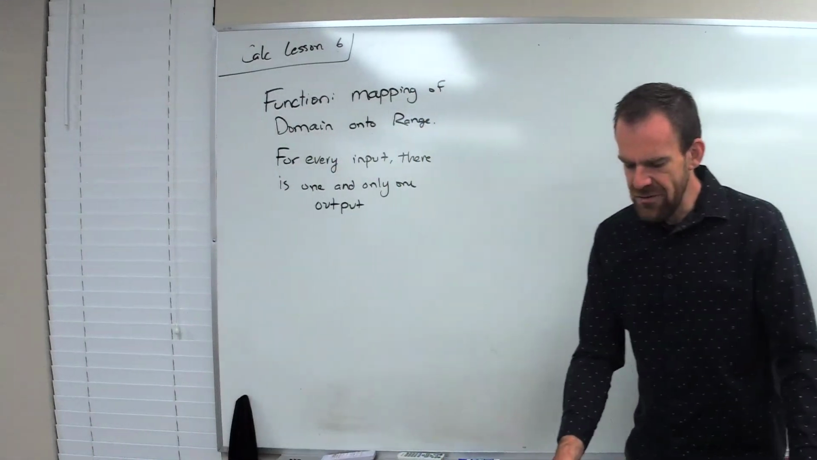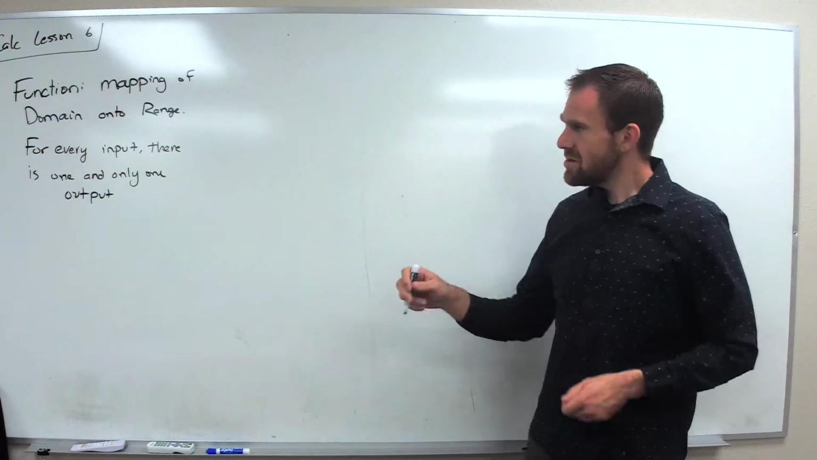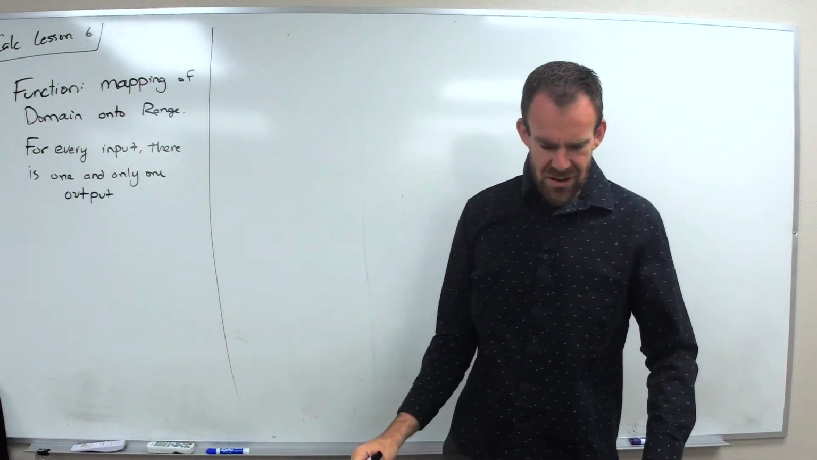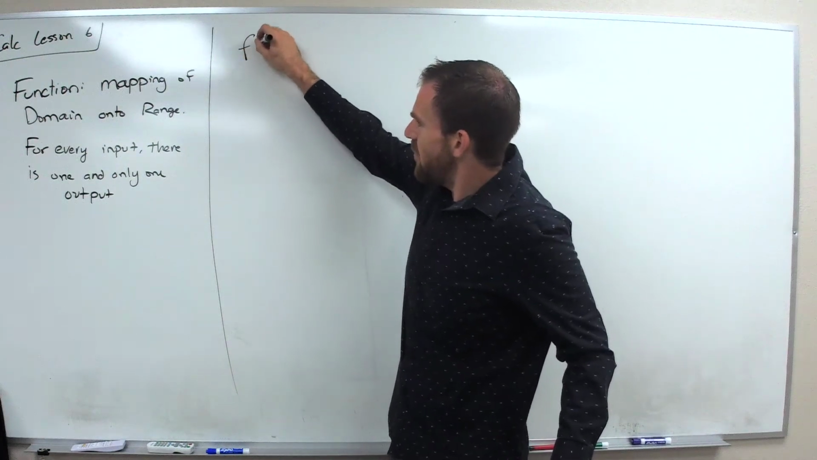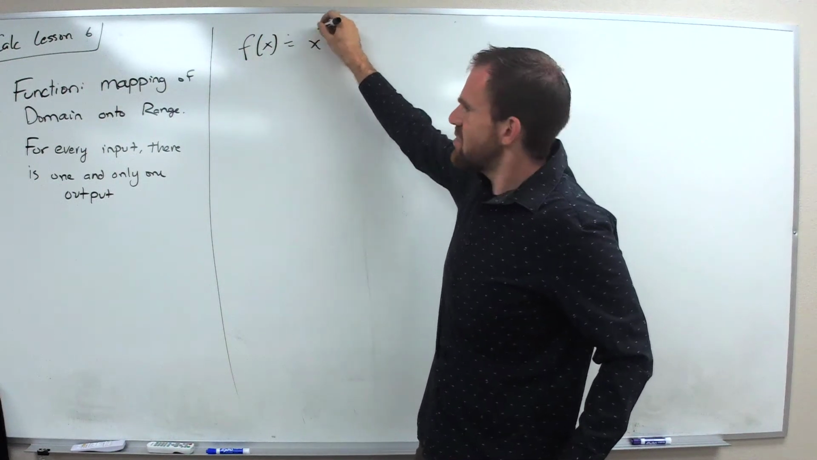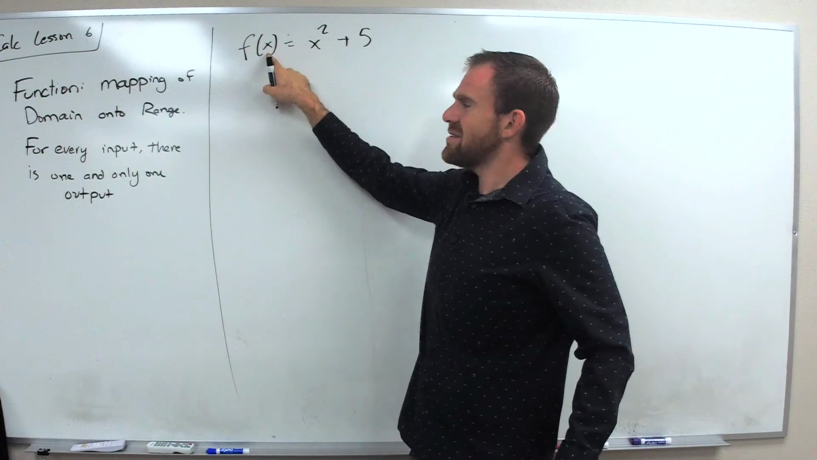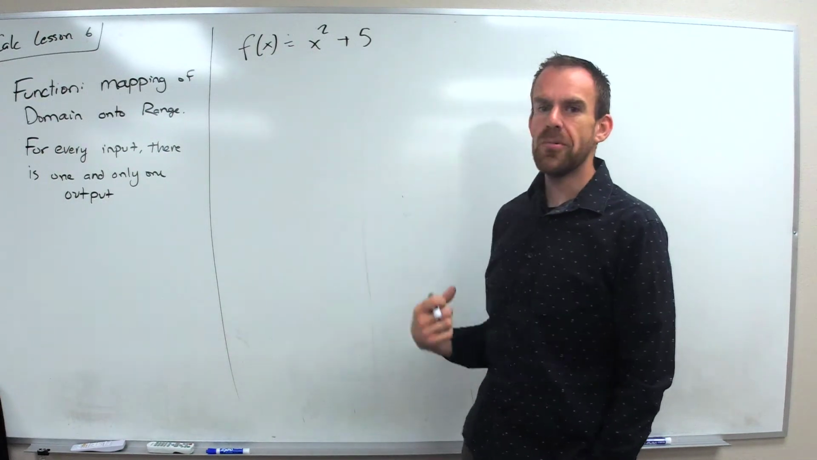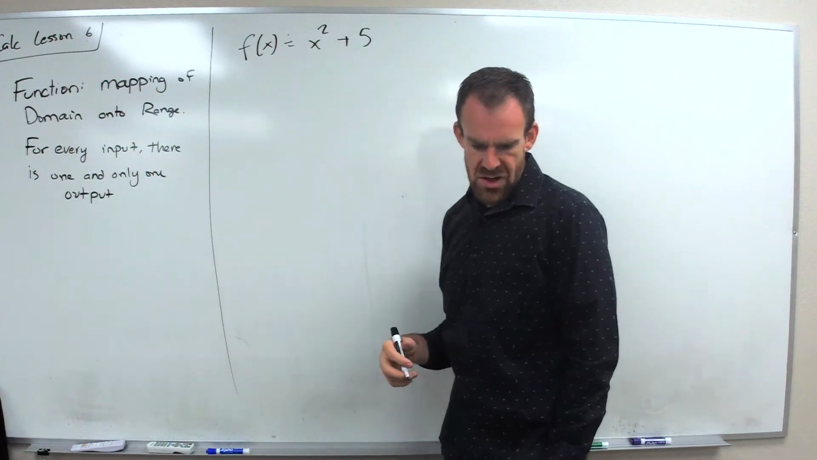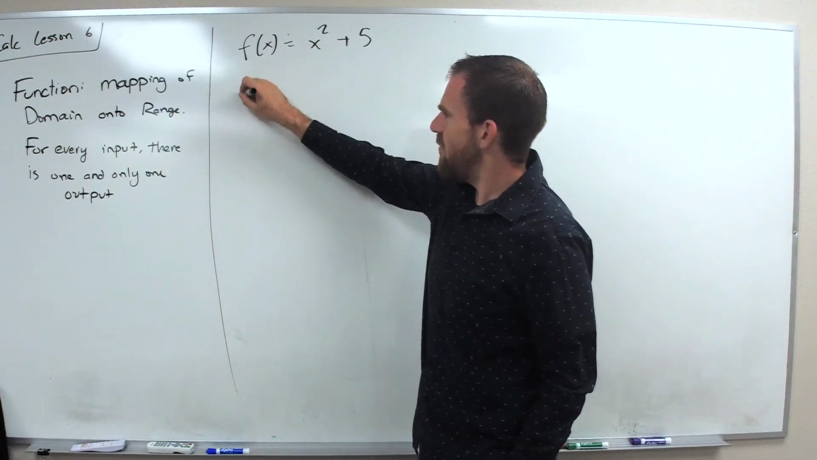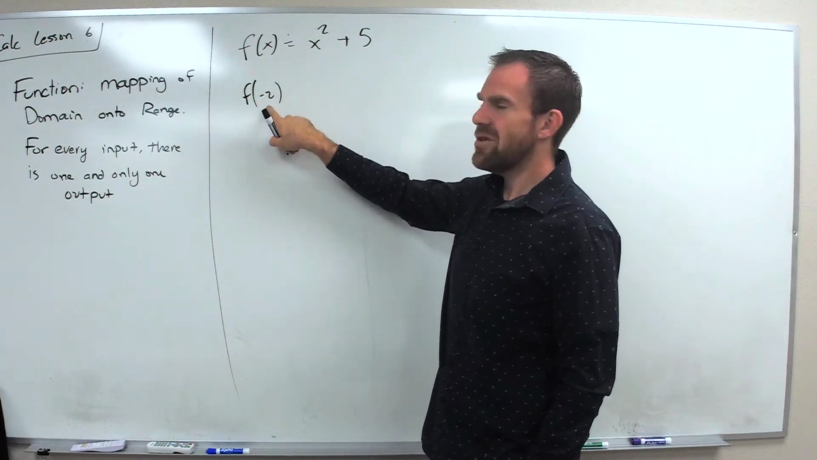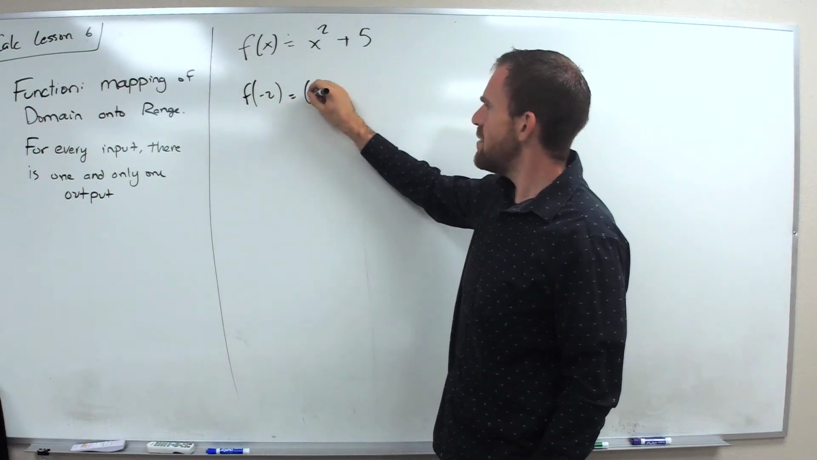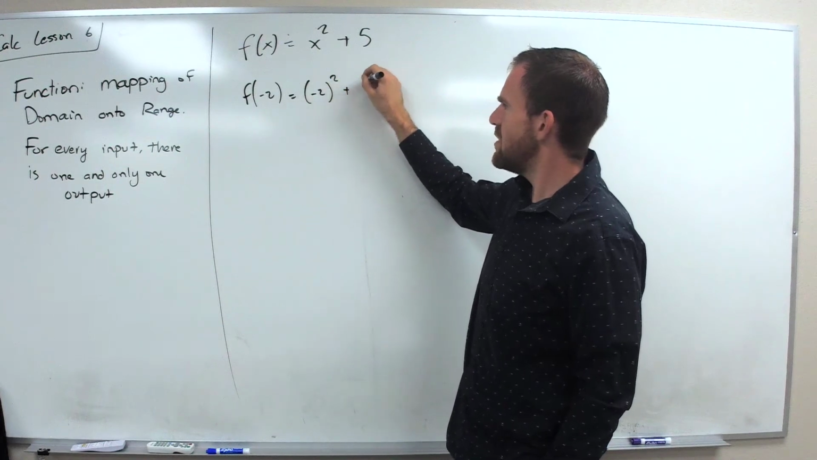Now, they're going to have you do some things with functions. The first one is plugging in random things. So let's say f of x is x squared plus 5. Remember, x is the input, that's the number going in. F of x is the output, the number coming out. So if I ask what is f of negative 2, I'm simply going to replace every x with negative 2. So that means in parentheses, negative 2 squared plus 5.